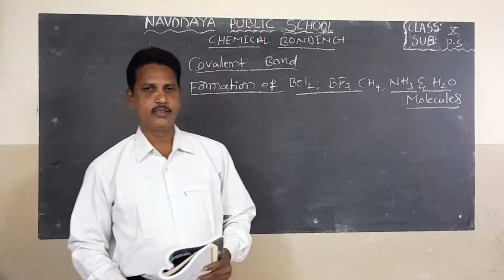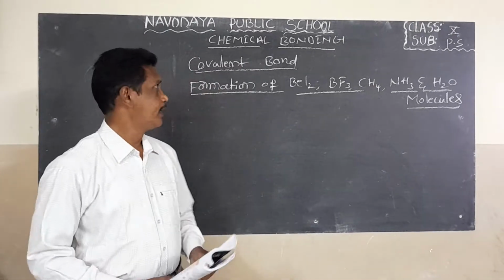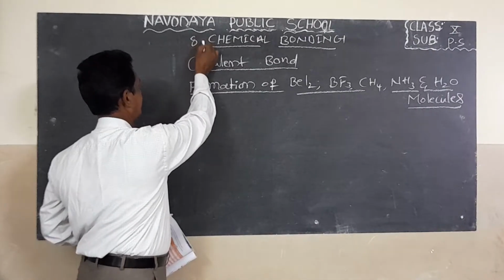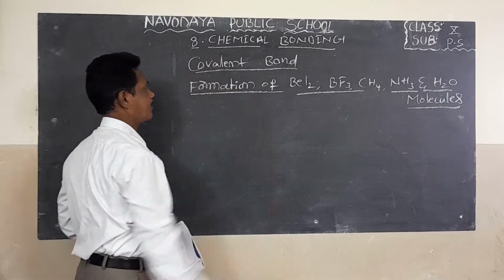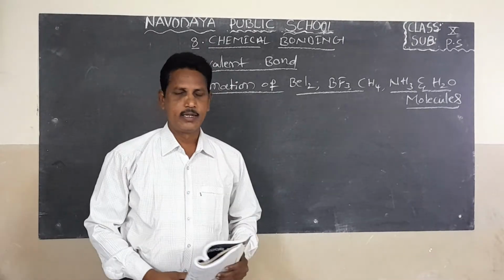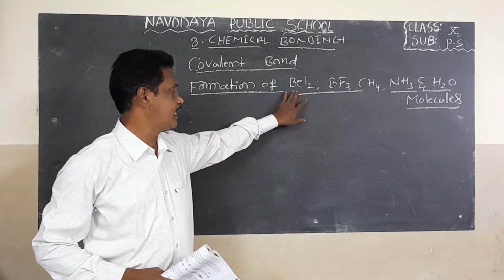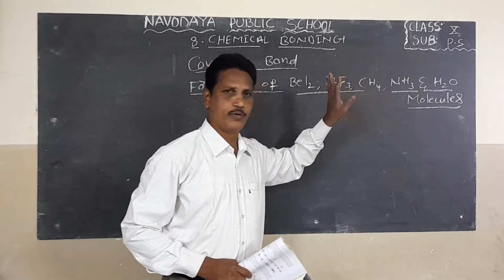Good morning, students. Today we discuss the chemical bond. This is the 8th chapter in our textbook, chemical bonding. In the last class, we discussed the formation of BeCl2, BF3 and CH4.